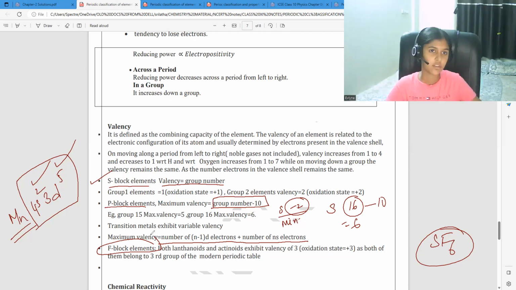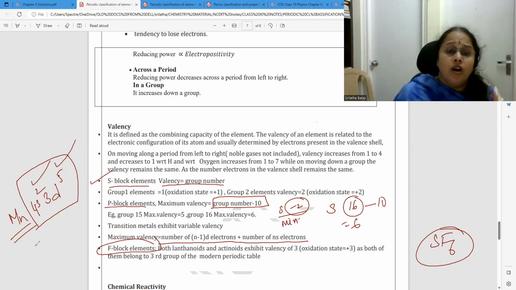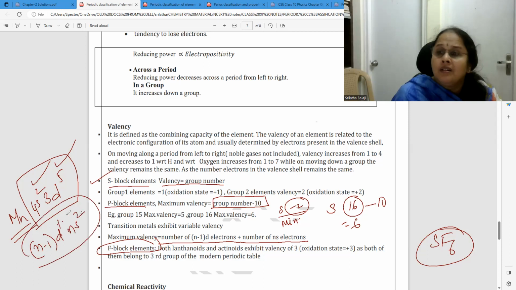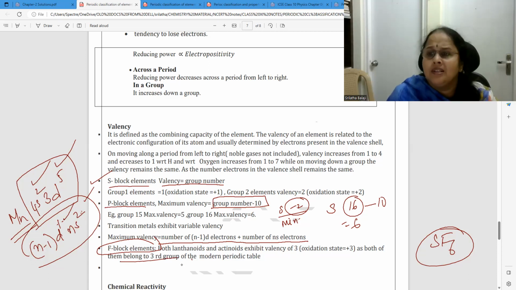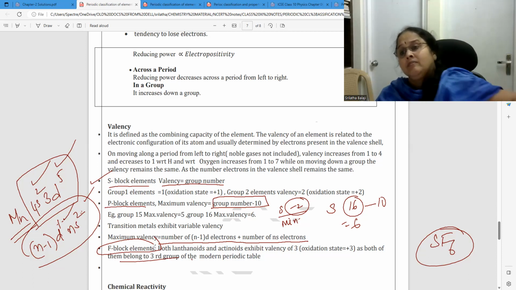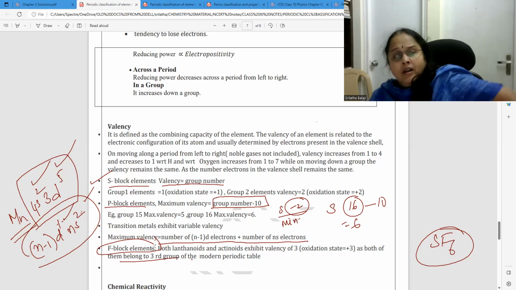Which group? Third group. Third group, good. So what is the electronic configuration for third group? (n-1)d1 ns2. So what did I say for this third group? From third group to 12th group, add up the d and s electrons. The valency will be 3. Okay. The common valency will be 3 for f block elements. This again, you will address in d and f block elements in class 12. Okay. Clear?